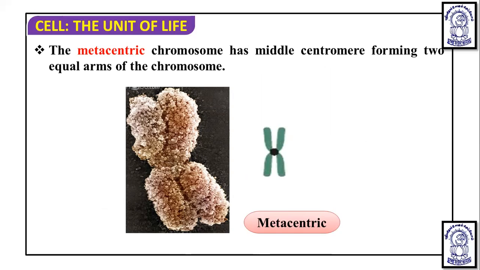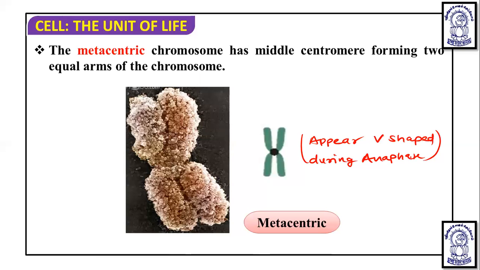And in the metacentric chromosome, the chromosome produces two equal arms, and this chromosome appears V-shaped during anaphase of mitosis.